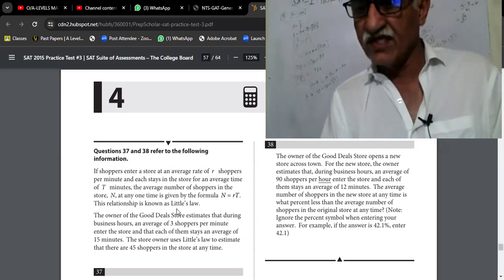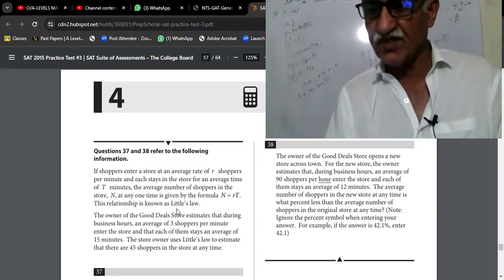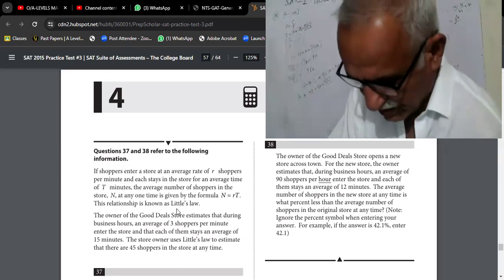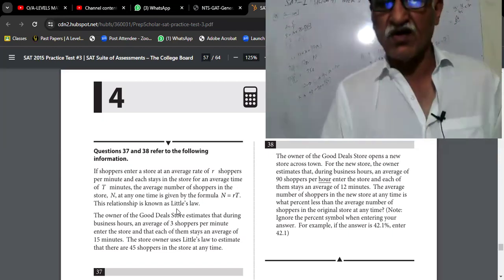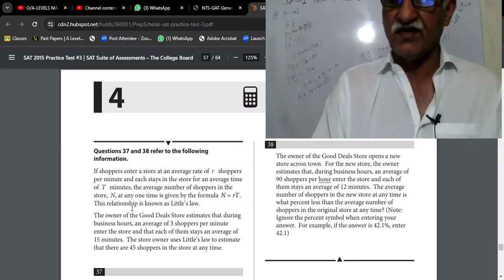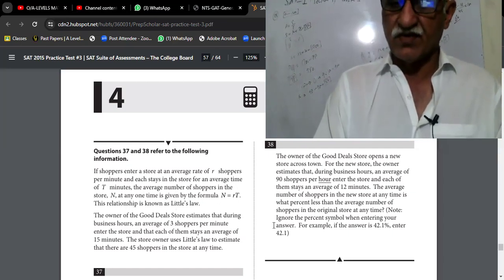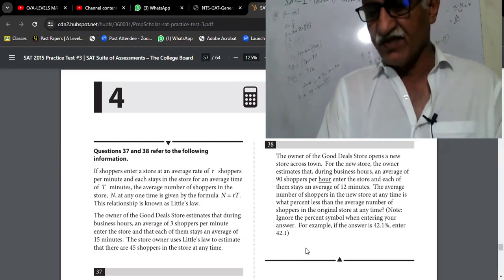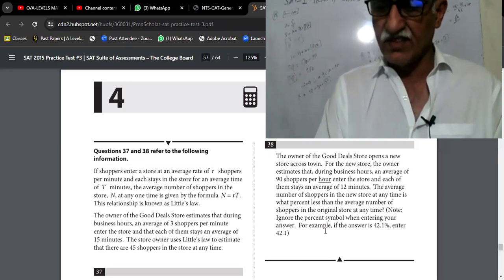So this is the percentage that is less than the average number of shoppers in the original store at that time. So these are the questions up to 38 that we have solved for this paper 2. And now you can verify each and everything with the solution. I hope you understand each and everything for all these questions in set 1.